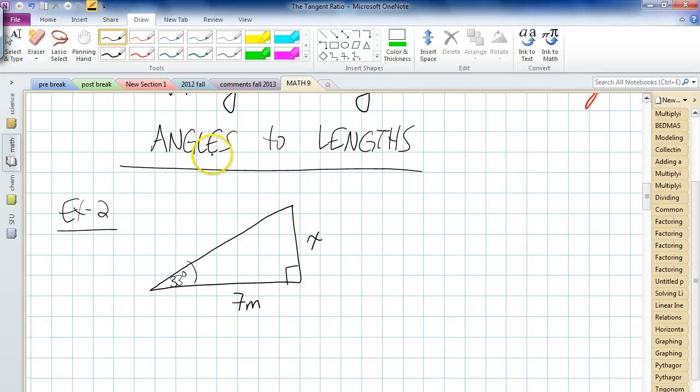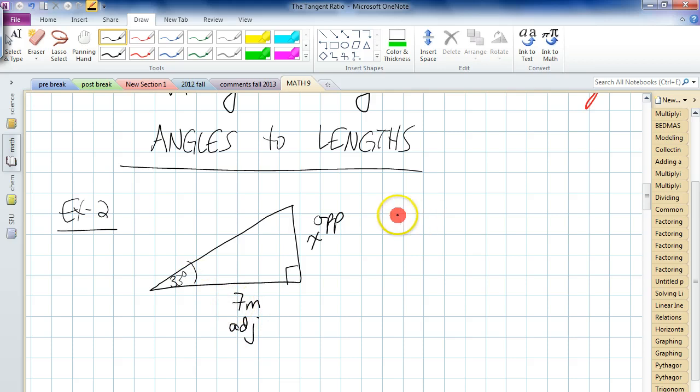Let's see how we can use this tangent to let us go from a known angle to an unknown length. Angles to lengths. Here's how it works. Right angle triangle. The angle there is 33 degrees. We know what that is. What do we know about these side lengths? This side length here is opposite that angle, so this is the opposite side, and this is the adjacent side. It's right next to it.